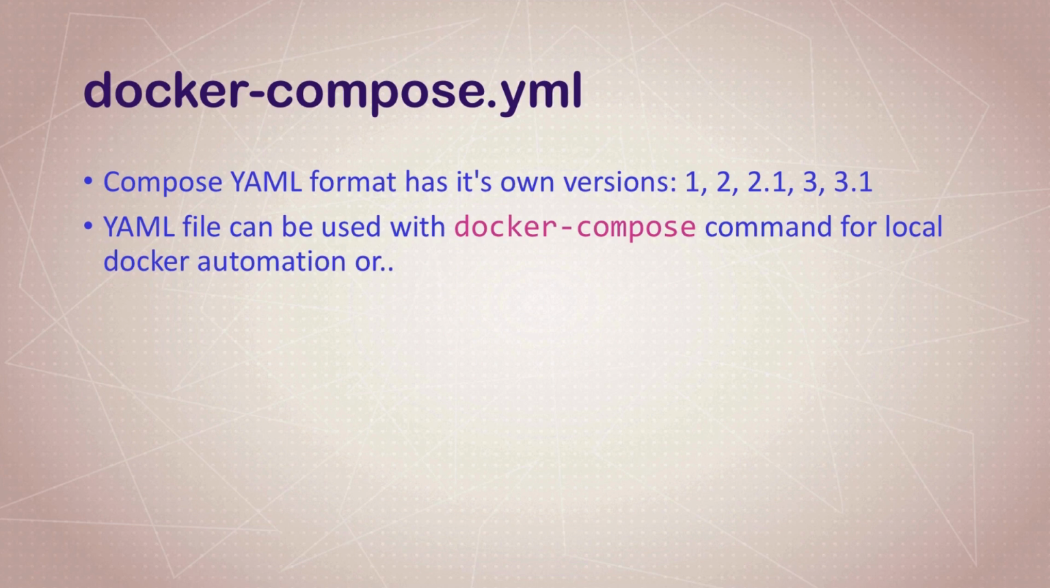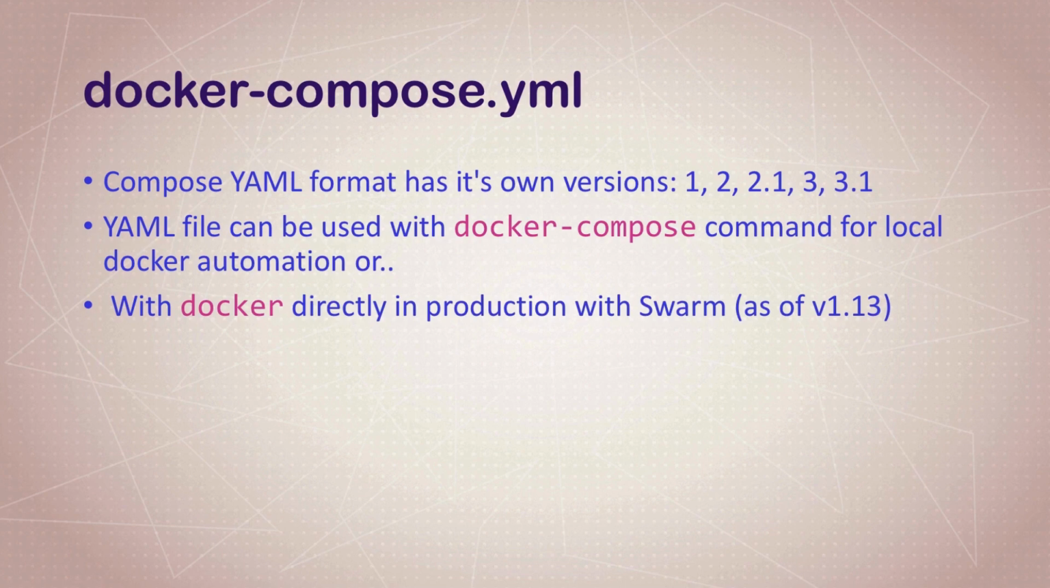And this file can actually be used with the Docker Compose CLI, which we'll talk about in a minute. And this is, again, mainly for local development management and just making it easier to get around in your environments on your local machine. But now, starting with the beginning of 2017, we have version 1.13, and anything beyond that, these files can now be used directly with the Docker command line in production with Swarm. And of course, there's great help at the command line with the --help.